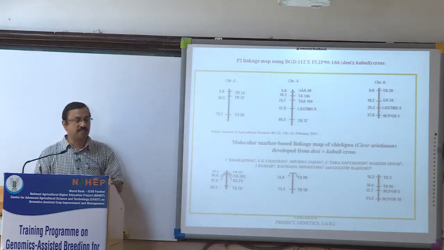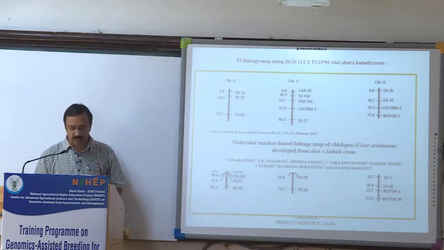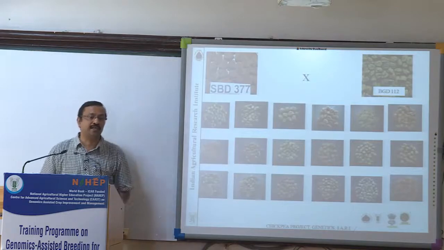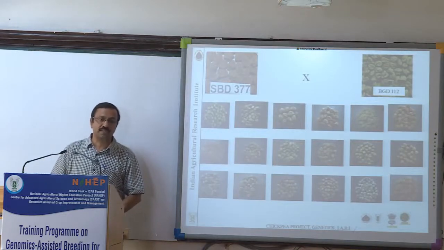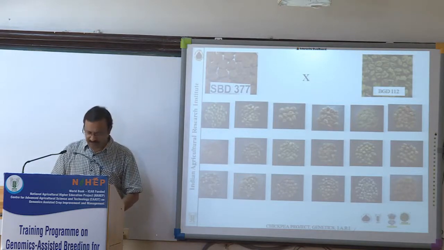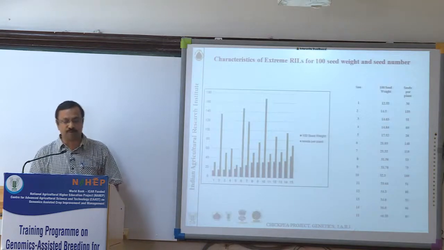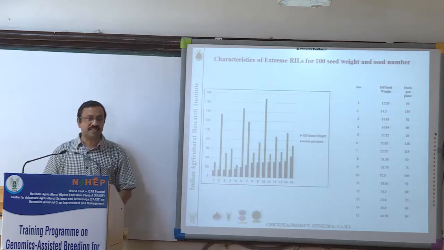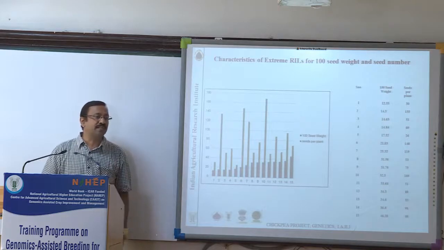So these markers can directly be used, but the marker repertoire was less, and what we started going ahead with was to saturate this particular map. Therefore, we have used a particular group of parents. We have characterized the extreme RILs. We are looking at yield traits.